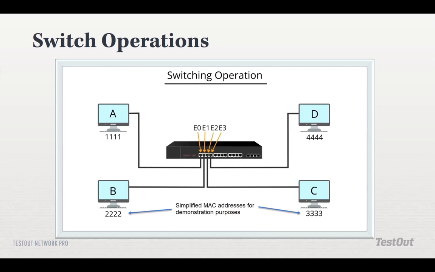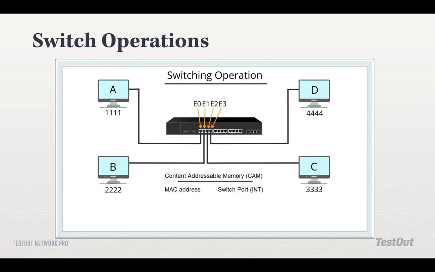So here is a typical 4 computer operation. You notice that A, B, C, and D are each on a specific port, called E0, E1, E2, and E3. So you're going to learn the MAC address. Now they've used simplified MAC addresses, 1111 and so on. The next slide shows the content addressable memory, which stores all these things. Again, there's not much difference in this slide.